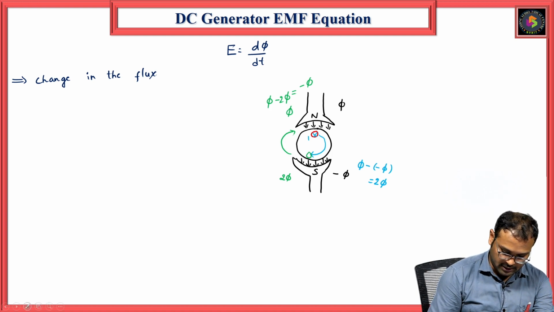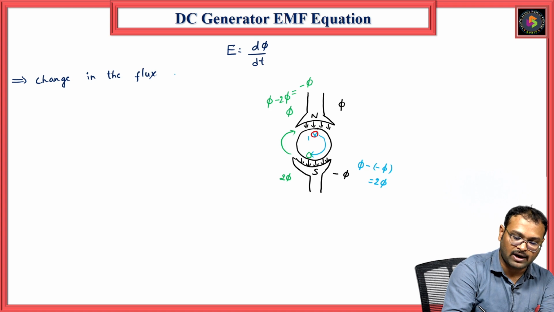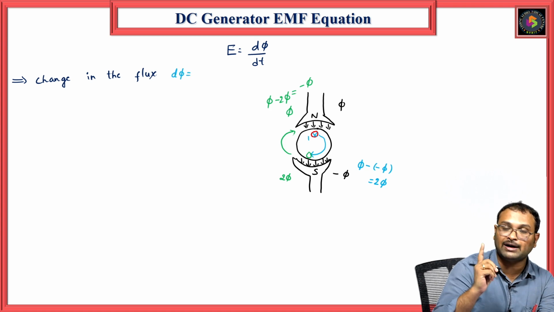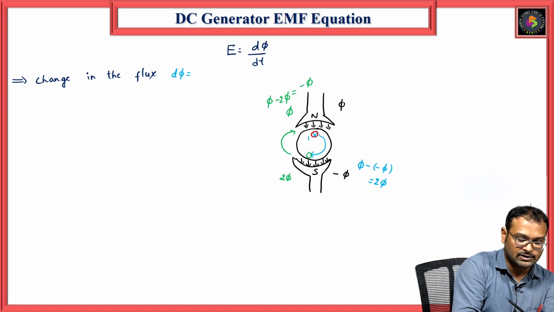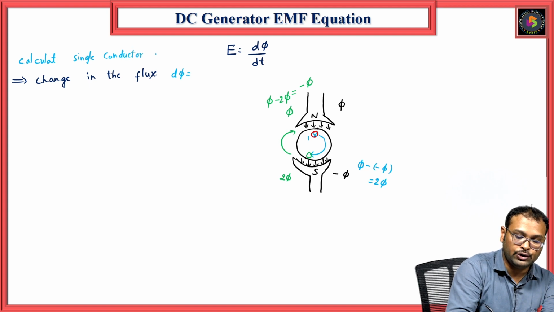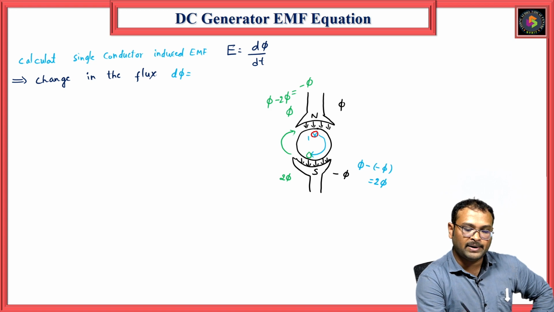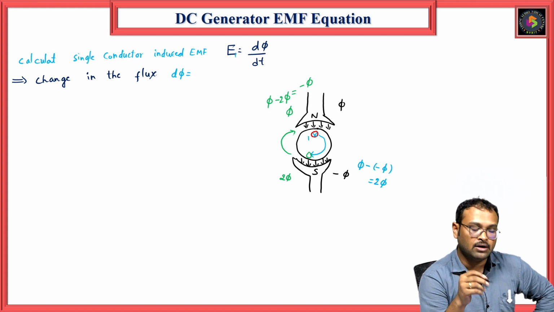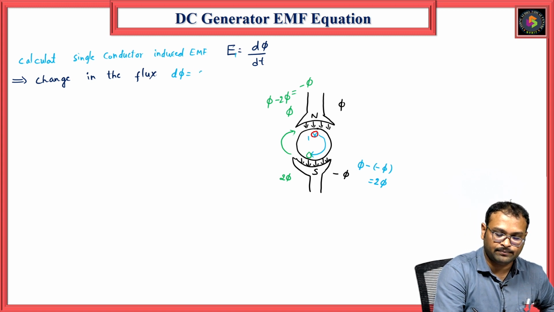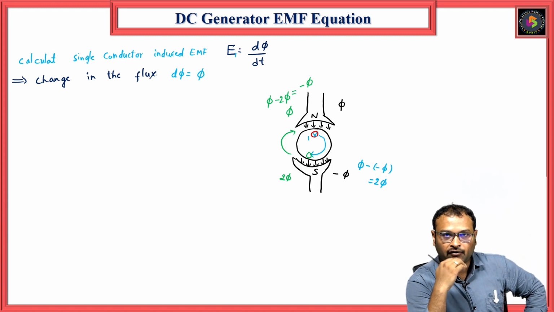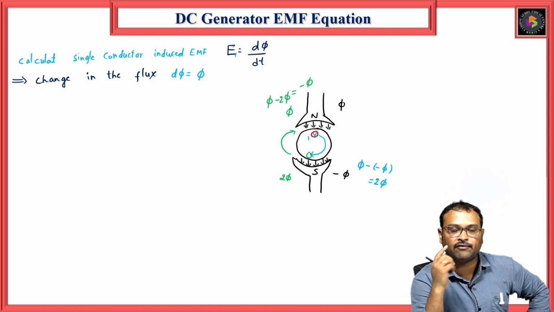So for our EMF derivation, we are considering the change in the flux d phi of one conductor, in which we are inducing the EMF. First we will calculate the single conductor induced EMF. That is equal to d phi by dt, and I am considering this as E1. The change in the flux d phi is phi. I hope everybody understands how the change in the flux was calculated.